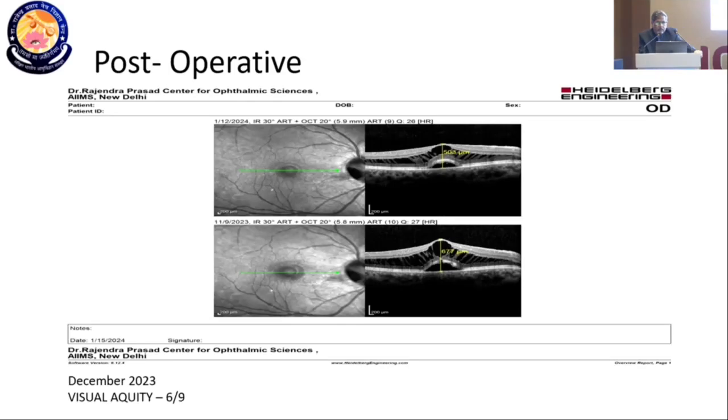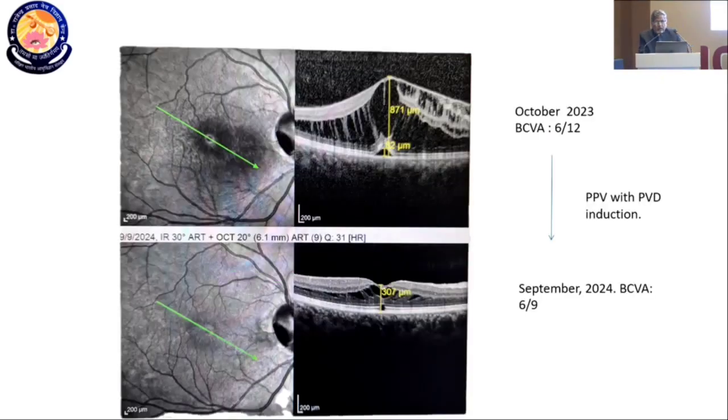Now this is the case pre-operative. As you can see, at vision 6/12, the thickness is 871 and there is a neurosensory detachment. And after 1 year of just doing PPV with PVD induction, the vision has improved to 6/9, and there is still a small defect, and the thickness has decreased to 309. This is the only case where we are following for the last 7 years.